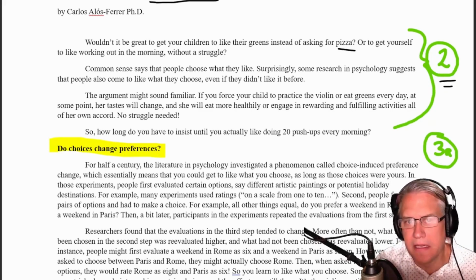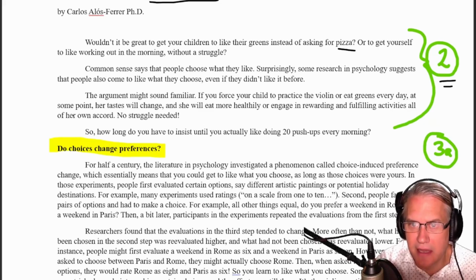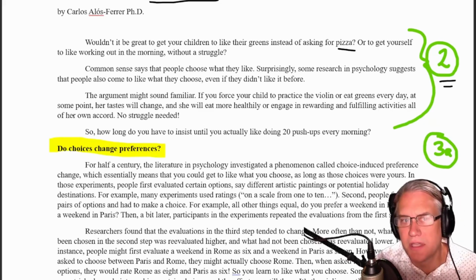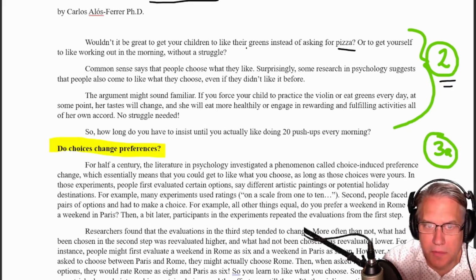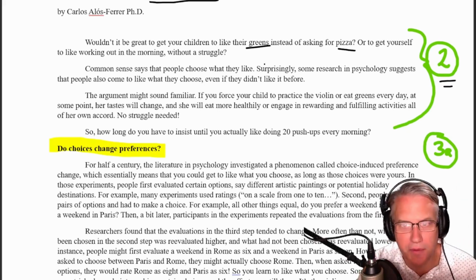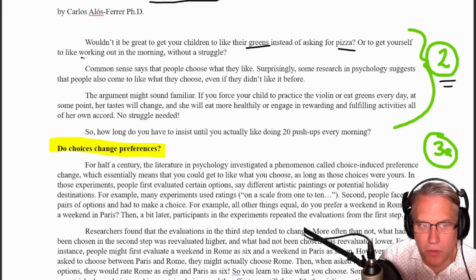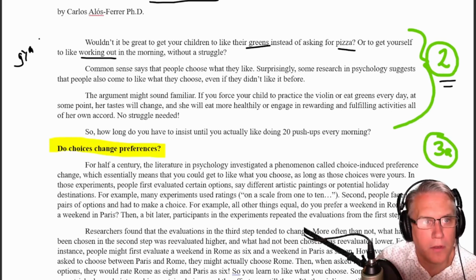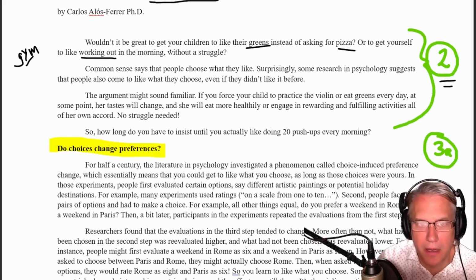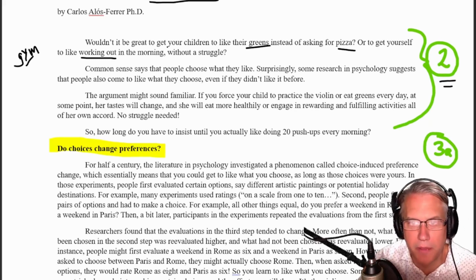Wouldn't it be great to get your children to like their greens instead of asking for pizza? Or to get yourself to like working out in the morning without a struggle? Okay, so greens, this could be any kind of green vegetable. Working out, what does working out mean? Going to the gym, right? So going to the gym. Oh, I can't do that. Well, going to the gym without a struggle, that you enjoy or prefer doing it. So wouldn't it be great? Sure, it would be great.